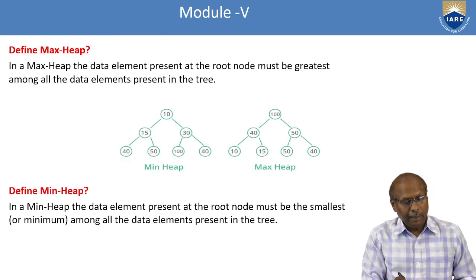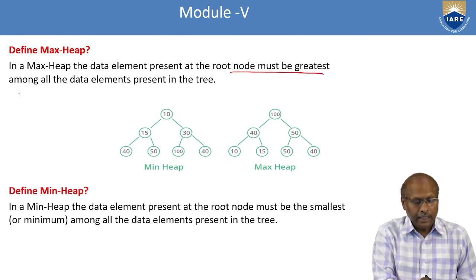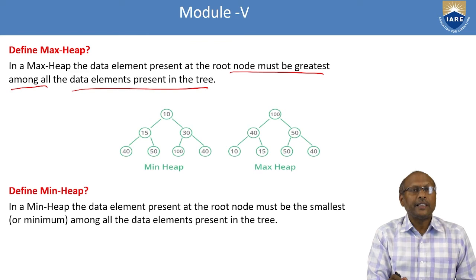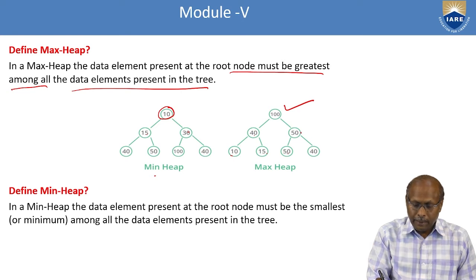Then they may ask, what is a max heap? In a max heap, the data element present at the root node must be greater than all the data elements present in the tree. So if you observe this tree, here the root is smaller than both the children, so it is a min heap. Whereas if you observe here, the root, meaning the parent, is greater than both the children, so it is a max heap. Here also, 40 is greater than both the children, and 50 is greater than both the children.